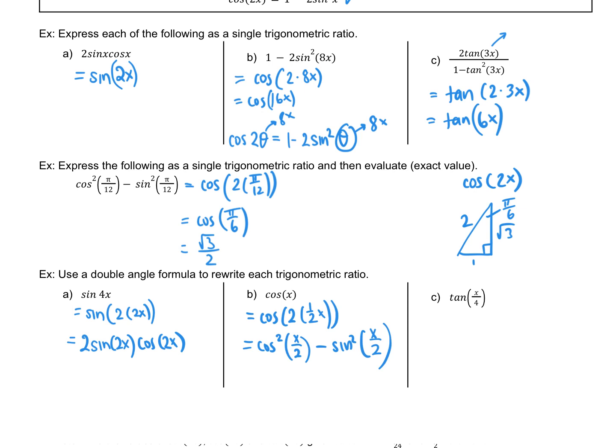Next, tan of x over 4. What are we doubling to get x over 4? Well, we could be doubling x over 8, because 2 over 8 is a quarter, so here we are. And now we can use our double angle formula. 2 times tan of the angle that's being doubled, so tan of x over 8, all over 1 minus tan squared of the angle.